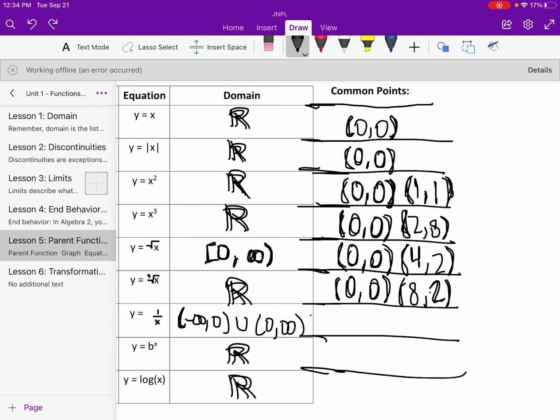Rational function. Well, let's see what happens if we try to do 0. Plug in 0. 1 divided by 0. Not a thing. Why? Because we already said 0 is not a value. That's the only one that's excluded. So, no. Let's try 1. 1 divided by 1 is 1. So 1, 1 is a point. What about 2? That means 2, 1/2 is a point.